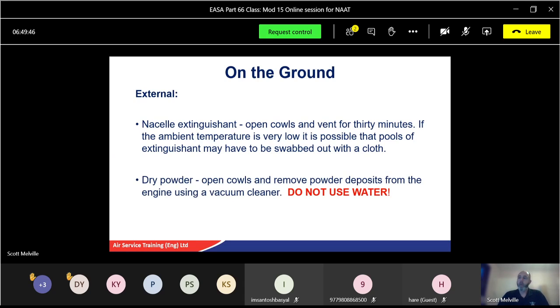Dry powder. If you use dry powder on an engine, again, if it's external, open the doors and remove the powder deposits from the engine using an industrial vacuum you have in your stores. But whatever you do, don't wash it down. It will just turn into a gloopy glue, okay? So with dry powder, if it's warm, let it cool down, brush it off if possible, and then if you can't get in there, get a vacuum and hoover out the extinguishant. But do not use water.